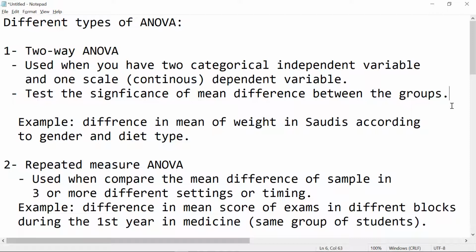Repeated measure ANOVA is used when we compare the mean difference of a sample in three or more different settings or timings. It's similar to paired t-test, but in this one we have three or more points as a reference. For example, difference in mean score of exams in different blocks during the first year in medicine. Please notice it's the same group of students.